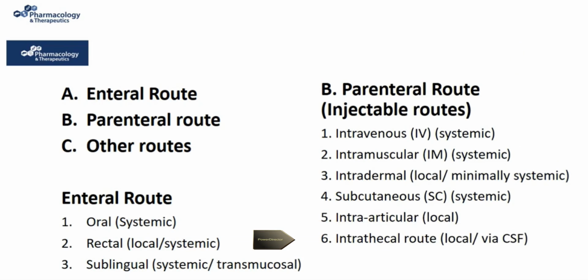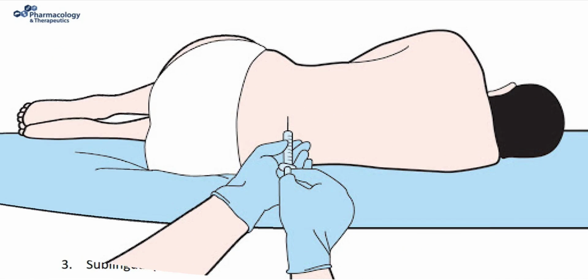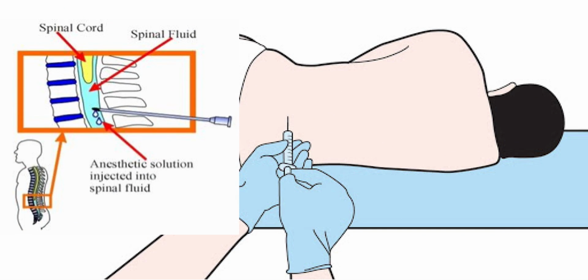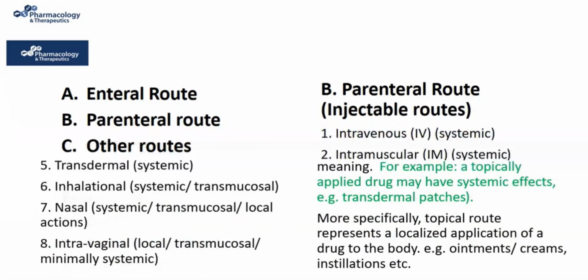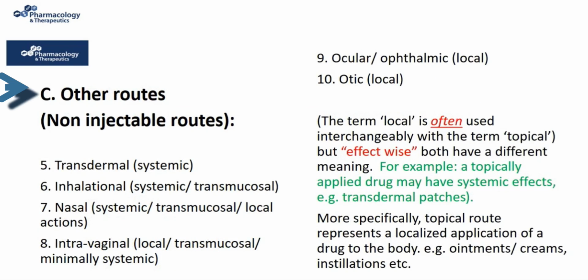Intrathecal route, in which the drug is injected into the subarachnoid space so that it reaches the cerebrospinal fluid. This route is often used in spinal anesthesia. There are some other commonly used routes of drug administration which include transdermal route.